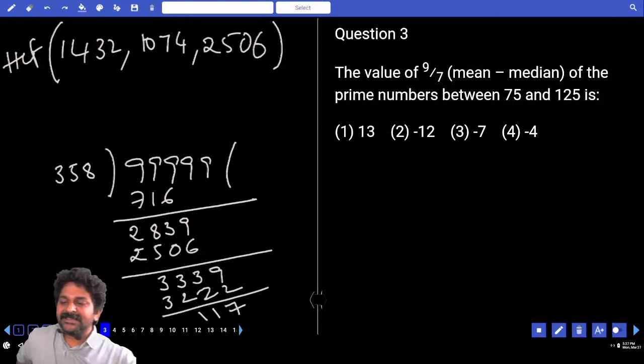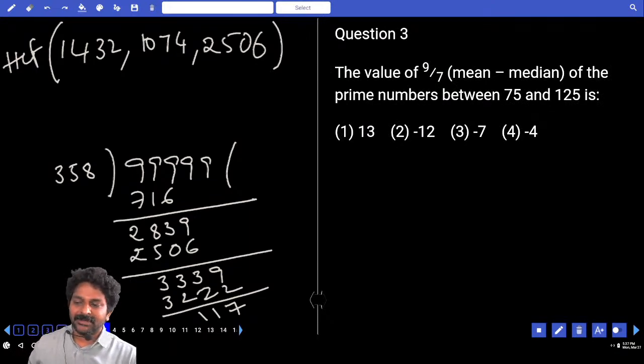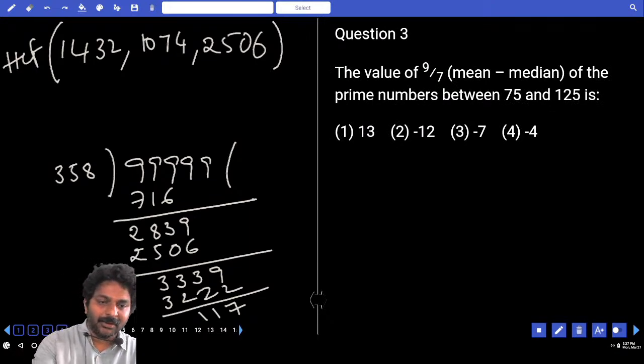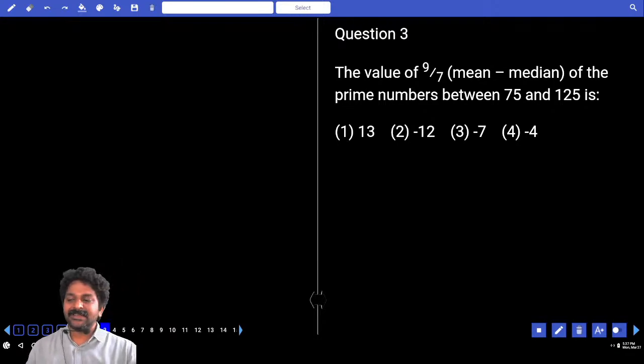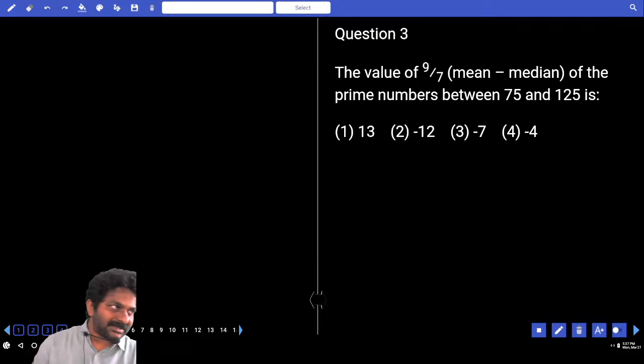The value of 9 by 7 times of mean minus median of the prime numbers between 75 to 125. Between 75 to 125, first of all, we need to find out how many prime numbers there are. Even numbers are not prime numbers except 2. So you need to concentrate only on odd numbers, not multiples of 5. Numbers ending in 5 we don't need to take, right?